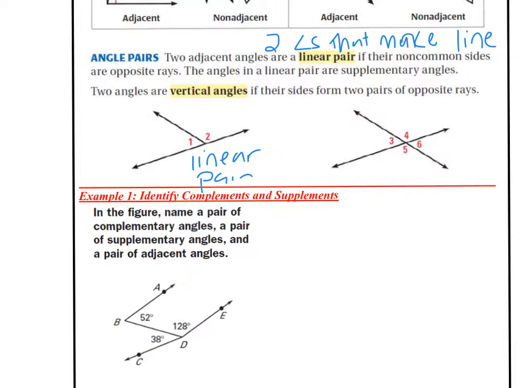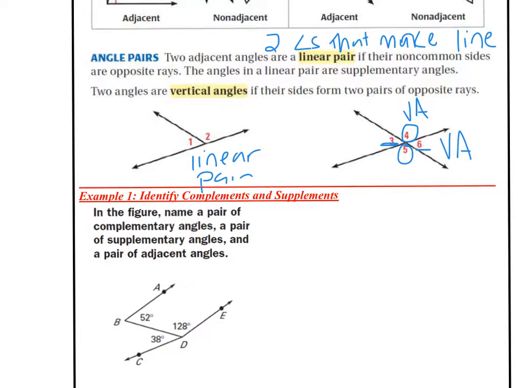Our other vocab word is vertical angles. Vertical angles are if their sides form two opposite pairs of rays. So an example of vertical angles would be angle 4 and 5. Are vertical angles, I'll say VA, or angles 3 and 6 are vertical angles. So our math definition is that their sides form opposite rays with each other.